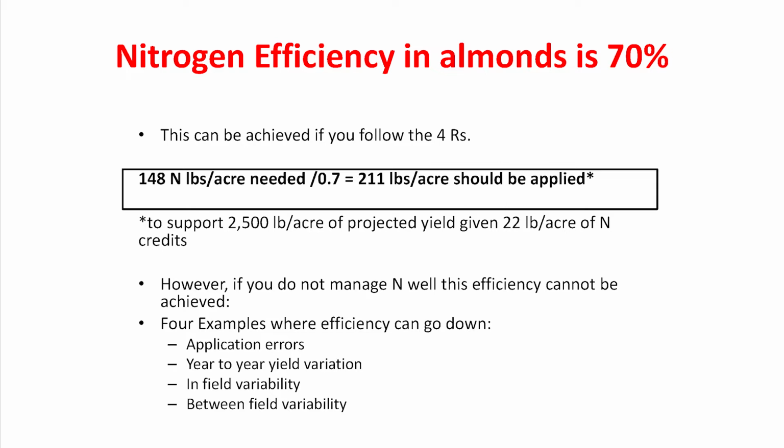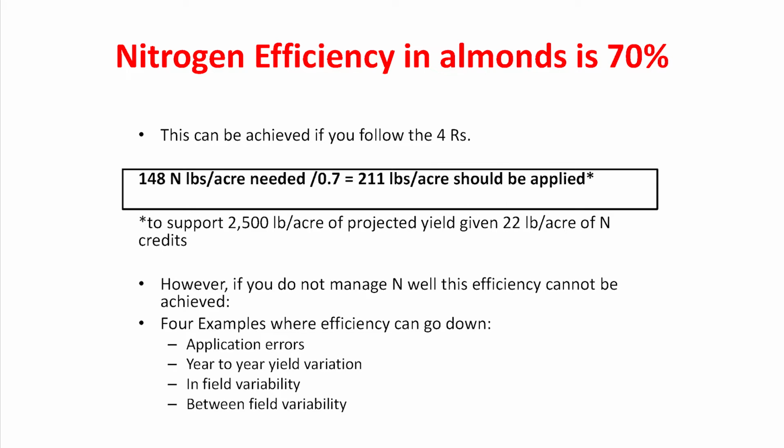So one is the tree need. If I follow the 4 R's, I have an efficiency of at least 70%, and then I can deliver, and that means I need to deliver the 211 pounds.